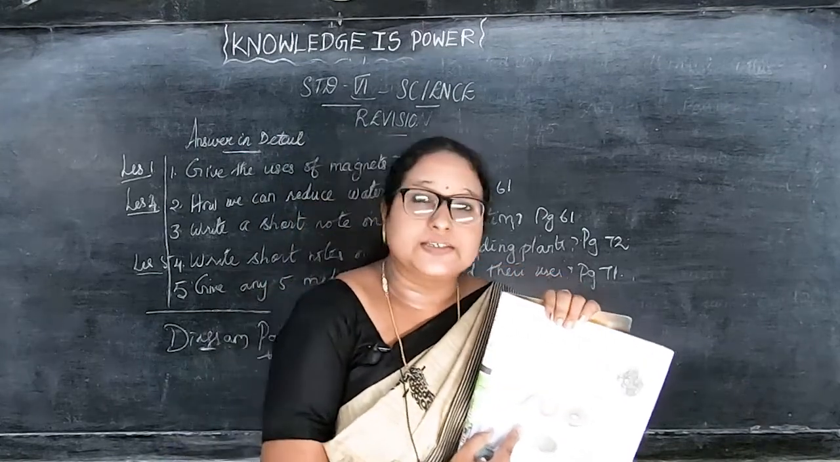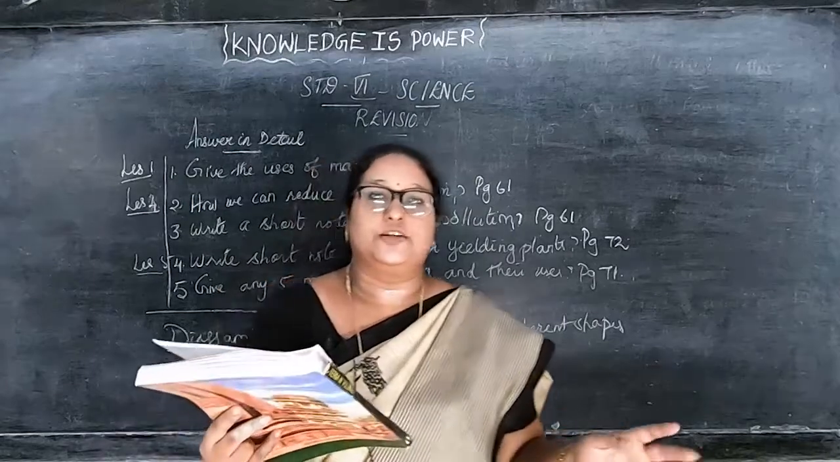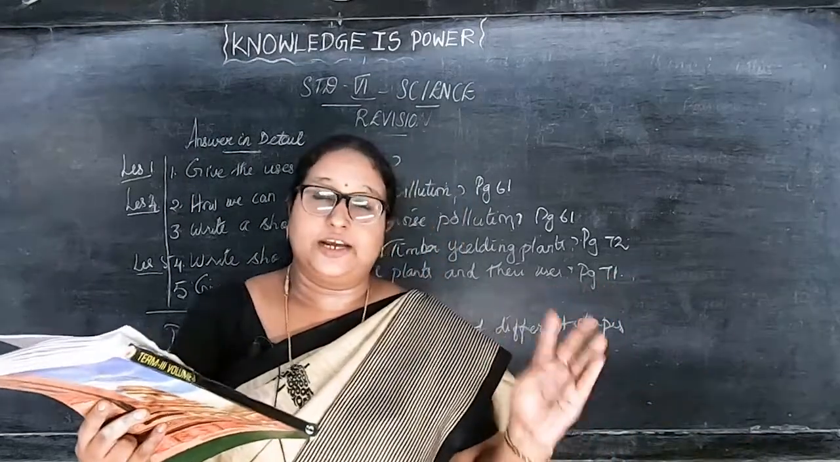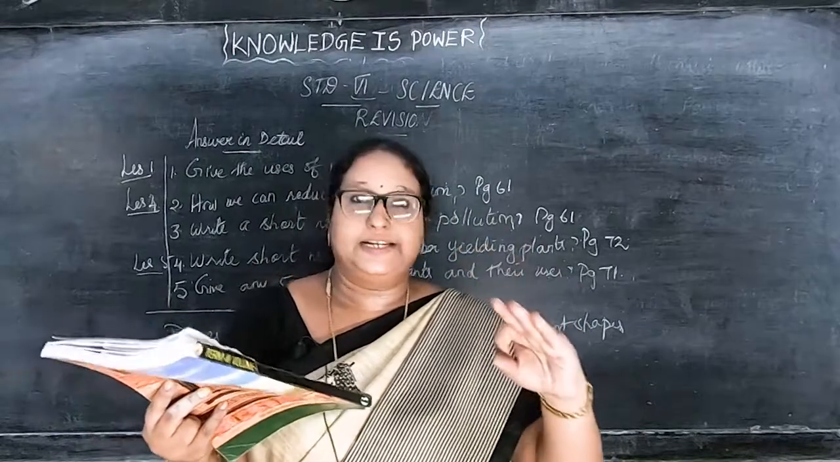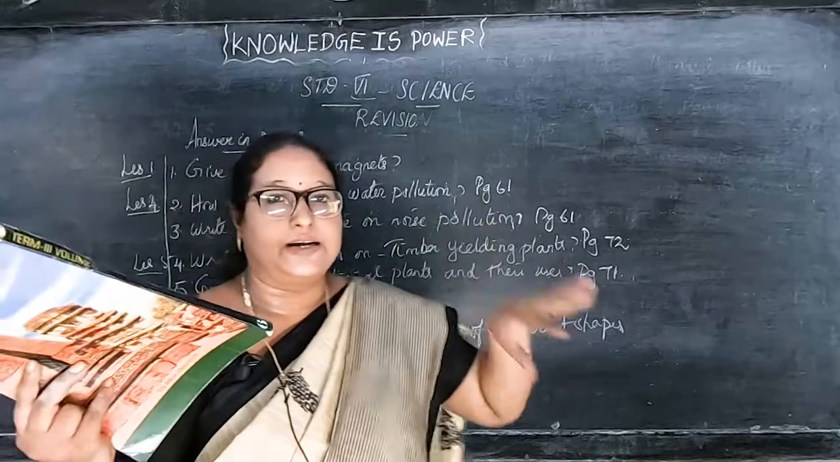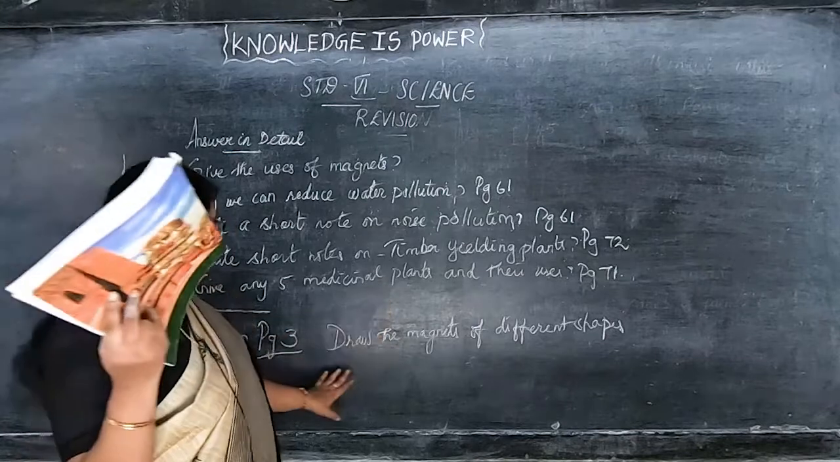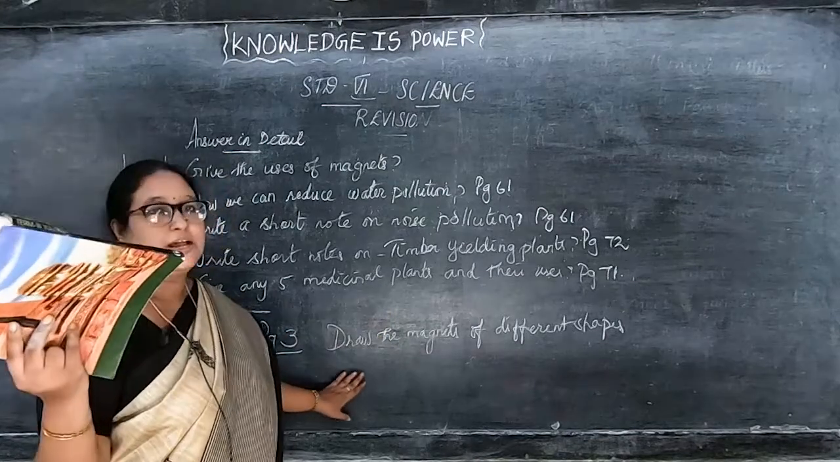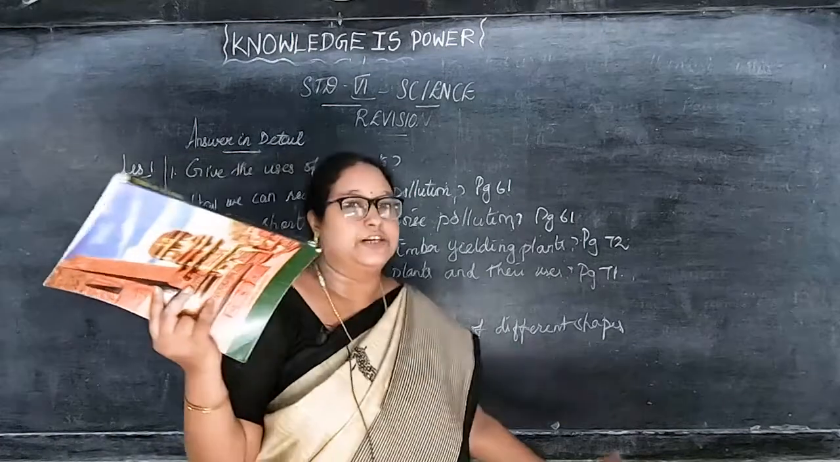Okay, so we have finished this revision. That is objectives: choose, fill up, true or false, match. Then answer the following. There are 3 Roman numerals: answer the following, answer in brief and answer in detail. From the questions I gave, I will give. Okay, and then answer in detail I will give you. I have given you 5 details and the diagram, it's a must, it will come for you. So you have to draw the magnets of different shapes, okay.